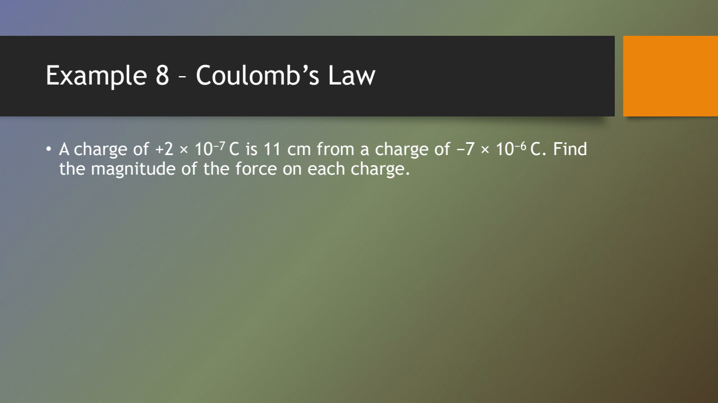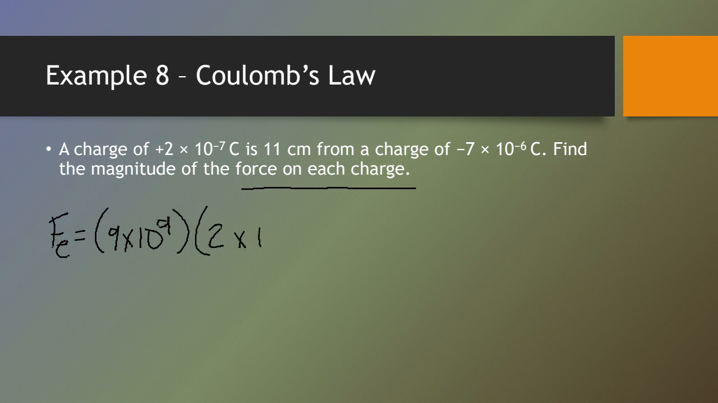And so, to find the magnitude of the force on each charge, we're going to use Coulomb's law. Again, we have the electric force constant, 9 times 10 to the 9th. We have a charge of 2 times 10 to the minus 7 coulombs, and then negative 7 times 10 to the minus 6 coulombs, divided by their separation distance, which is 11 centimeters. That's how far apart they are. 11 centimeters is 0.11 meters.